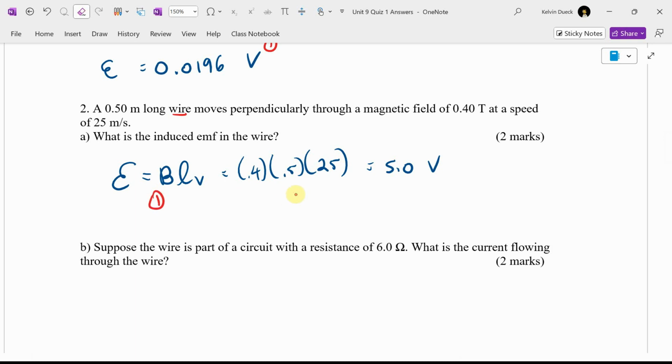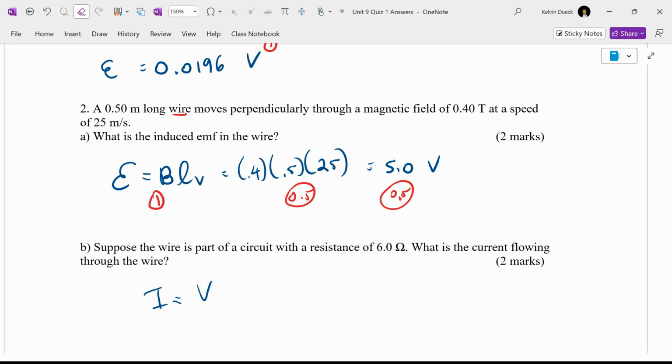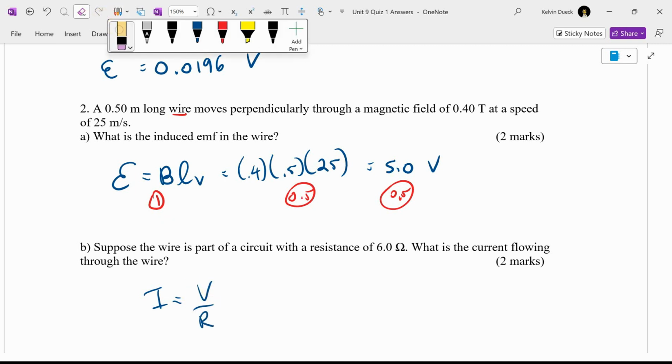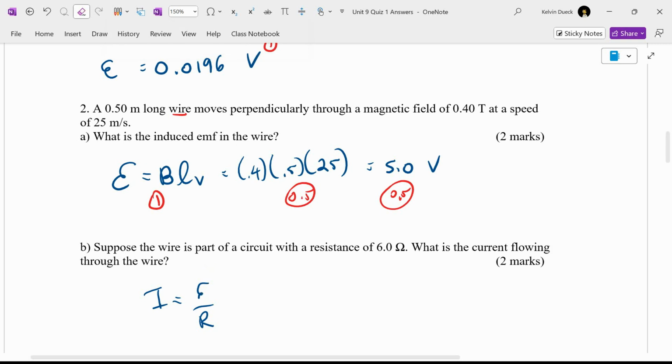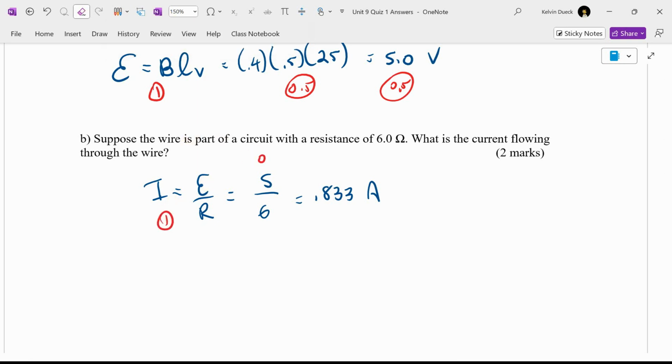Otherwise, I'd probably go 1 mark for recognizing that it's that, half mark for the numbers, and a half mark for the answer. Now they want me to find the current. Current is V over R, although I guess I could write it as induced EMF over R. It's going to be 5 divided by 6. I'm pretty sure 5 over 6 is 0.8333333, I think. Or am I wrong? I think I'm right. Again, 1 mark, half mark, half mark.